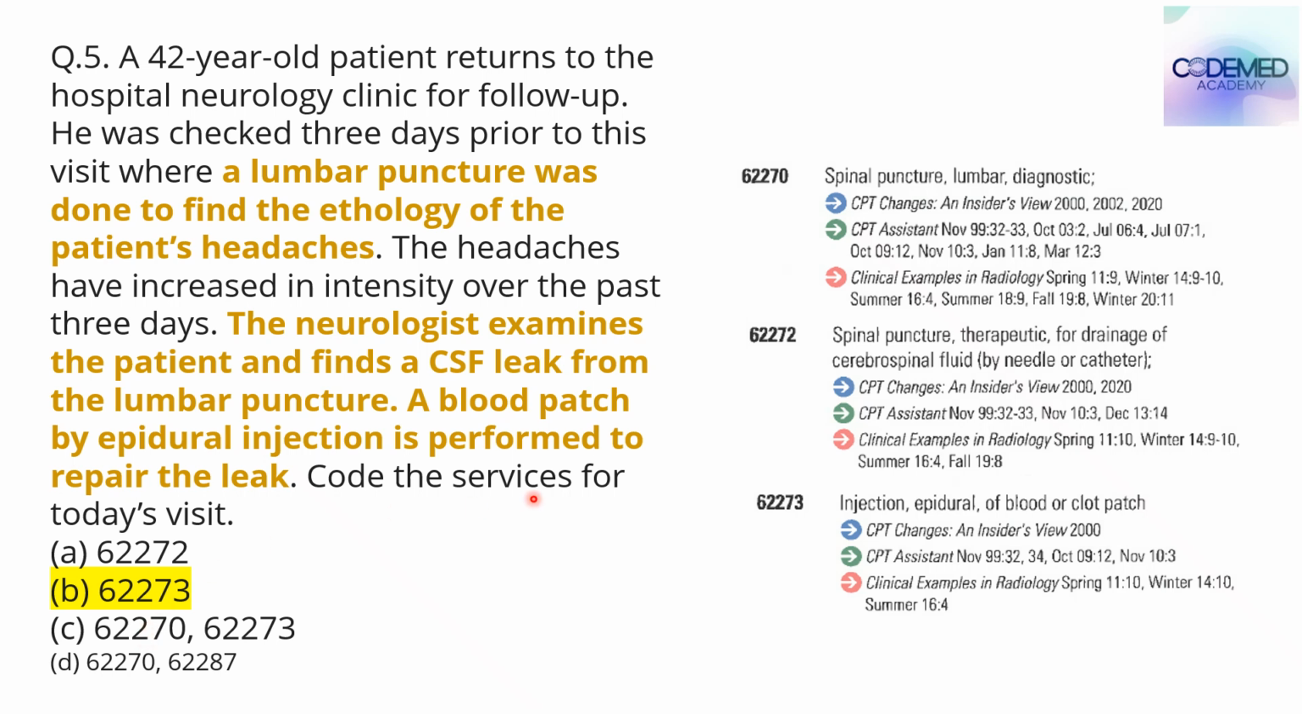So yes, 62273 is the correct answer because it is the epidural injection of the blood or clot patch. Always check whether it coincides with the data provided in the encounter, and that is what exactly happened. So we will pick up that code. The remaining codes, one is for the diagnostic, that won't go. The 272 is the spinal puncture, that didn't happen here. So what happened is basically repairing that leakage, and that's why we will go with that code.